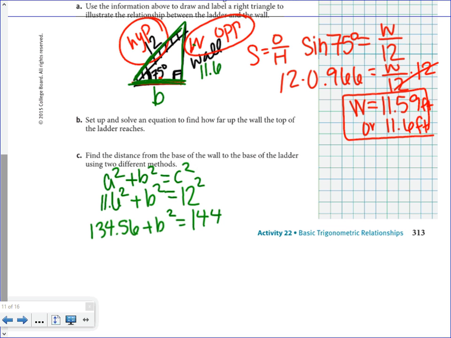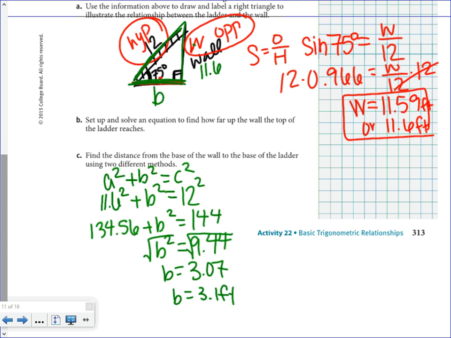So then you would need to subtract the 134 to solve for B squared. And you would get 9.44. So then what is the square root of 9.44? You should get either 0.07 or 3.1 feet. And you might get a little bit different answer if you had used 11.59 instead of 11.6 here. But you should get pretty close to that.